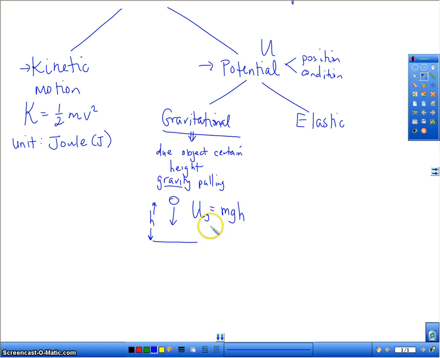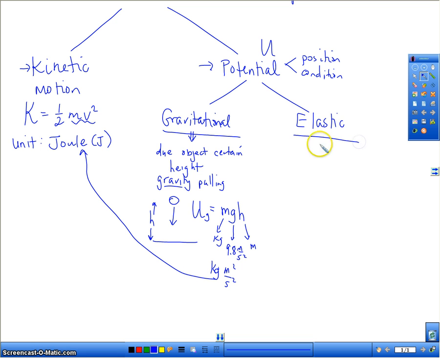M, the mass, is in kilograms. G is your gravity, and on Earth that's 9.8 meters per second squared, and h is your height in meters. When you put all of those units together, you get kilogram meters squared per second squared, and that is the unit called a joule. You get the same unit for kinetic energy if you work it out. So that is gravitational potential energy.